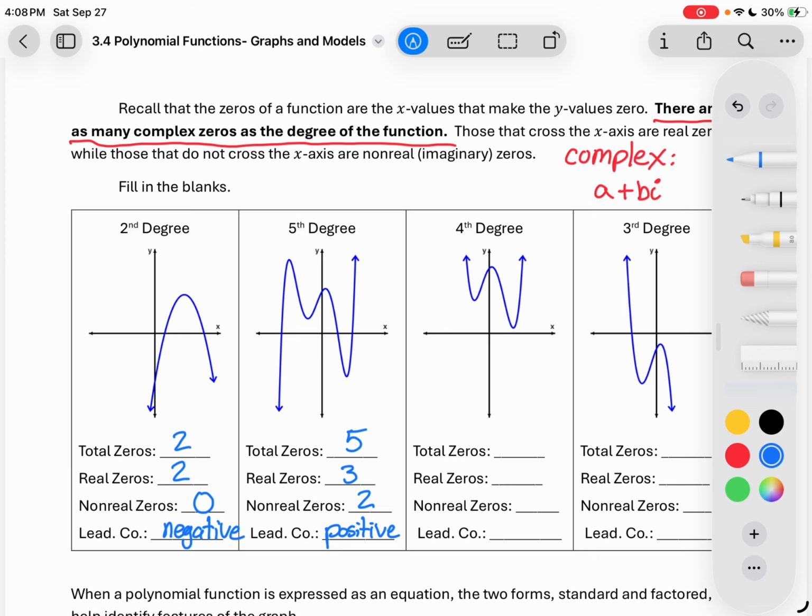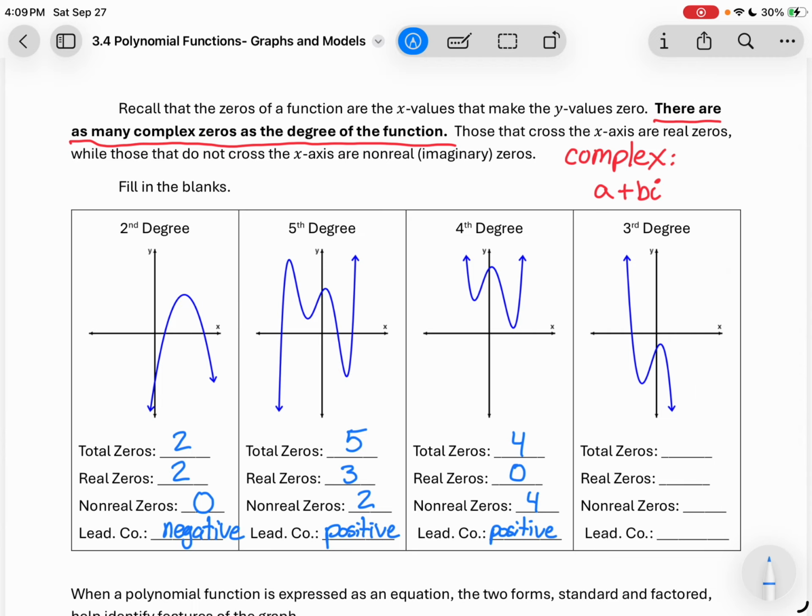If we look at the 4th degree, total zeros would be 4, but it does not cross the x-axis at all. So none of those zeros would be real. Therefore, there are 4 non-real zeros. And the leading coefficient, since it's even degree and end behavior is both going up, it would be positive right there. Positive leading coefficient.